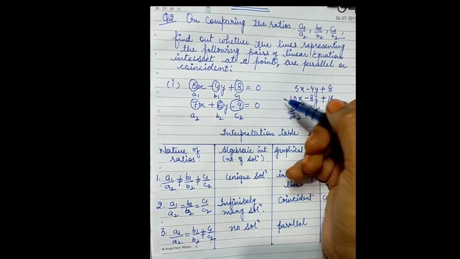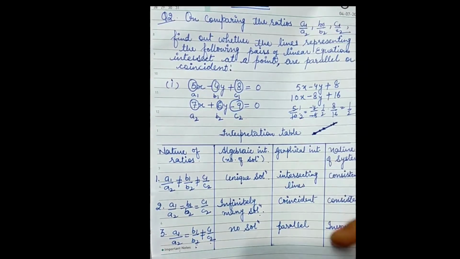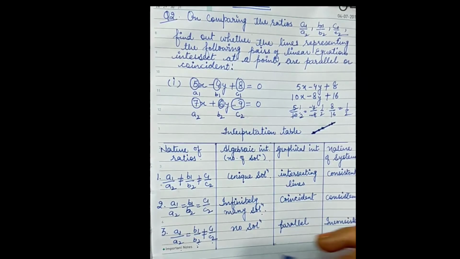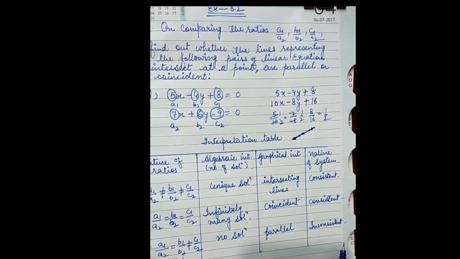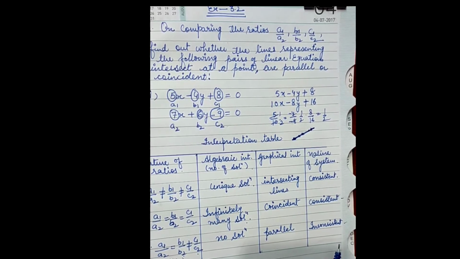So our second question, third question, fourth question is based on this interpretation table only. If we have understood this interpretation table, that means we have done exercise 3.2. So let's do question number 2 now.